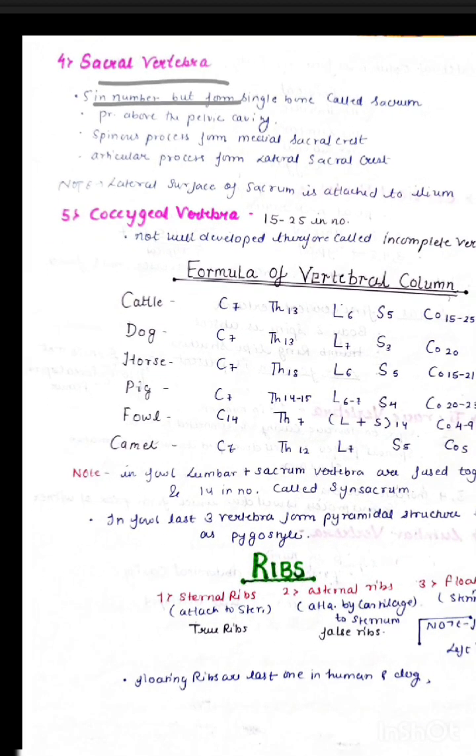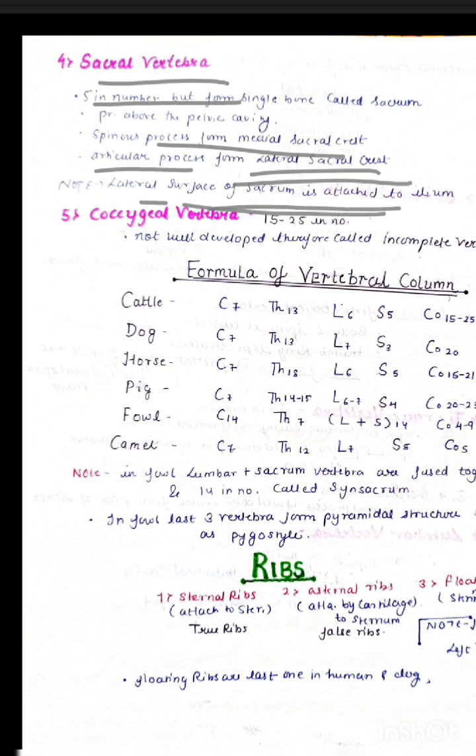The spinous process forms the medial sacral crest, and the articular process forms the lateral sacral crest. There are two crests formed. The medial crest is formed by the spinous process, and the lateral sacral crest is formed by the articular process. Note that the lateral surface of the sacrum is attached to the ilium.